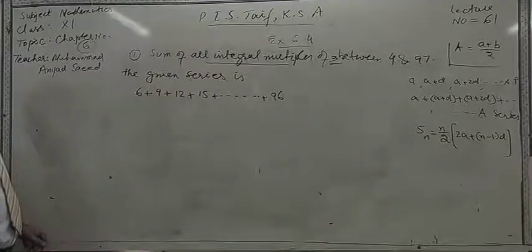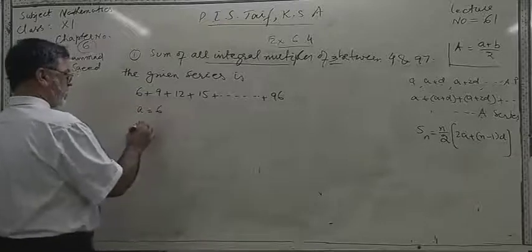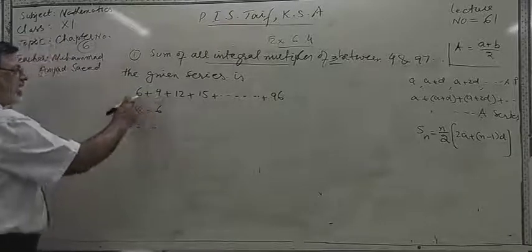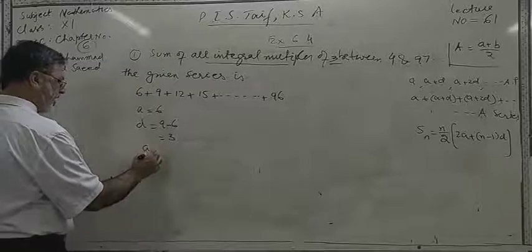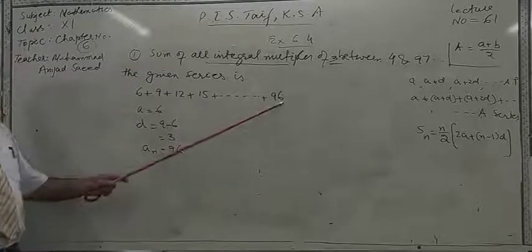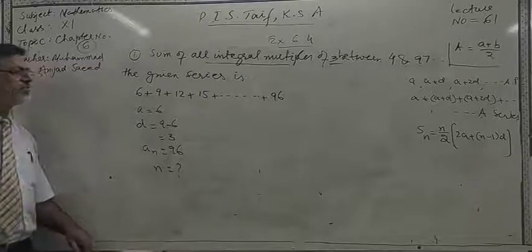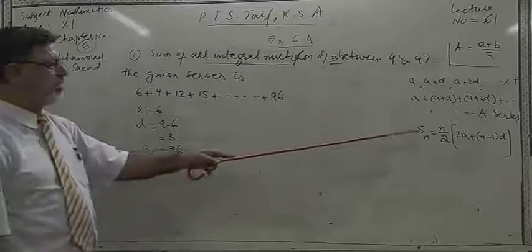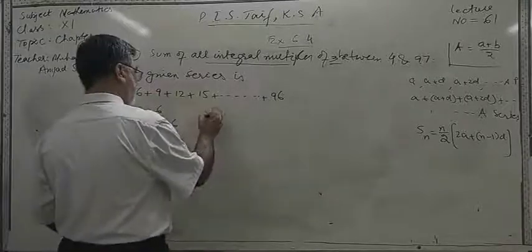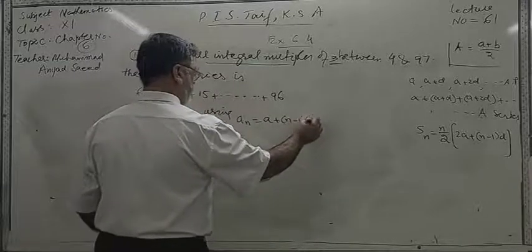So what about a? A is equal to 6. What about d? d is equal to second minus first, 9 minus 6 is equal to 3. And remember that an is equal to 96. Actually, you have to find the value of n first, and then you can apply the formula Sn equals n by 2. So here we use an is equal to a plus (n minus 1) into d.